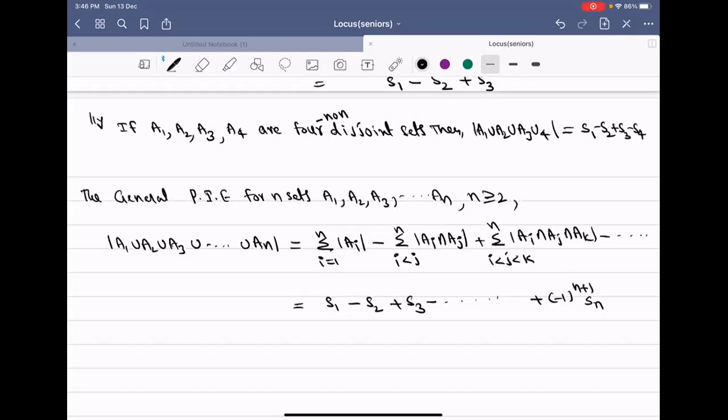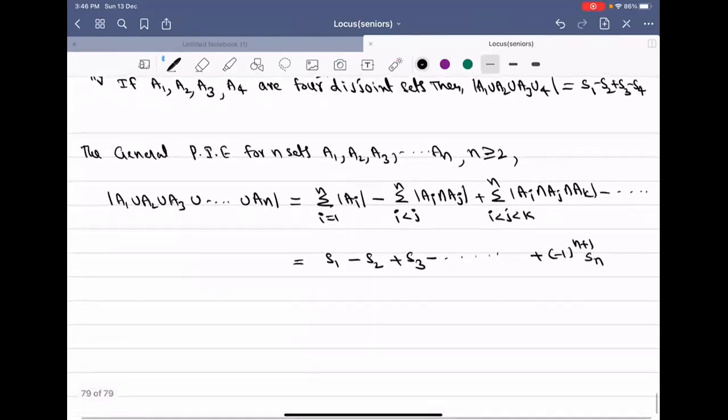This is the general form of principle of inclusion and exclusion. సో ఇప్పుడు దీని తర్వాత, this is what: A1 union A2 union A3 etc. up to union AN.